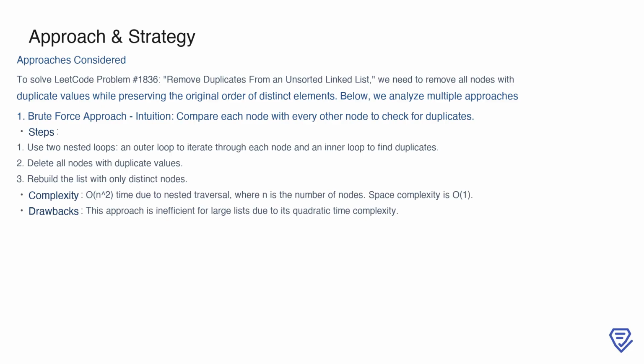The drawback of this approach is its inefficiency. It has a time complexity of O(n²), making it impractical for large lists. However, it does have low space complexity, requiring O(1) additional space. Despite its simplicity, this method quickly becomes infeasible as the size of the list grows, which is why we need to consider more efficient alternatives.